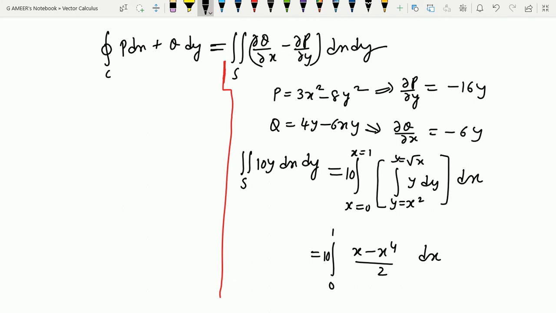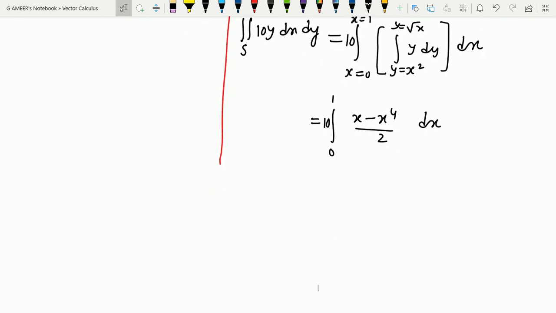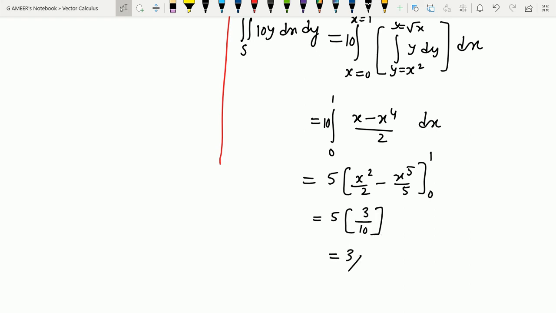When I integrate here, 10 by 2 will be the 5, x integration will be x square by 2, x power 4 integration will be x power 5 by 5. Limits from 0 to 1, upper limit only contributes: 1 by 2 minus 1 by 5, that is 3 by 10, so the answer is 5 times 3 by 10, that is 3 by 2. So RHS will be 3 by 2.